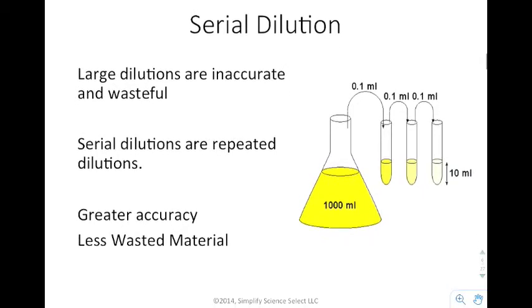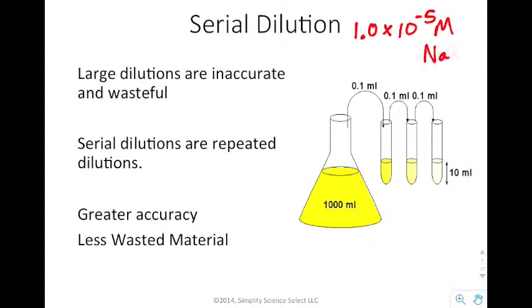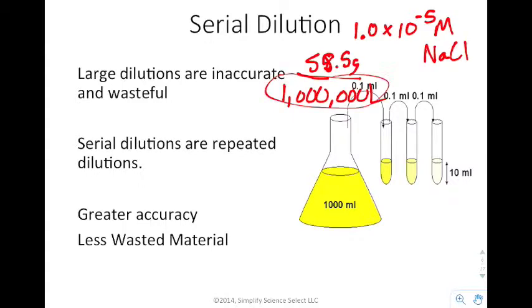So, there is also a process called a serial dilution. The serial dilution is very useful because large dilutions tend to be inaccurate and wasteful. So for example, if I need to make a solution that is 1.0 times 10 to the minus fifth molar of sodium chloride, that is a very difficult solution to make because you would have to measure out 58.5 grams and then dilute it into a million liters. So it ends up being very difficult to do and wasteful in terms of the amount of water you use.